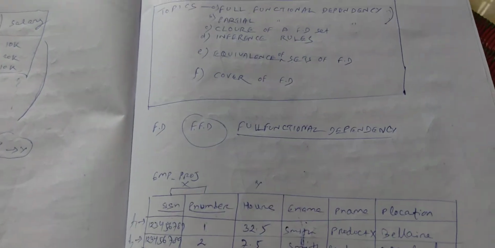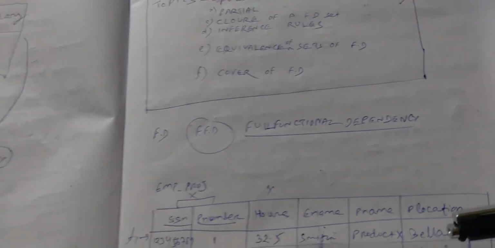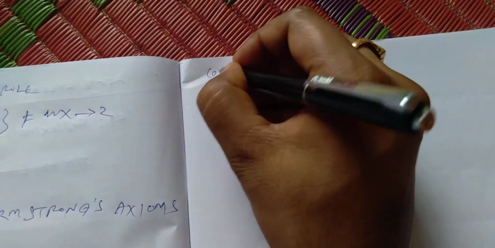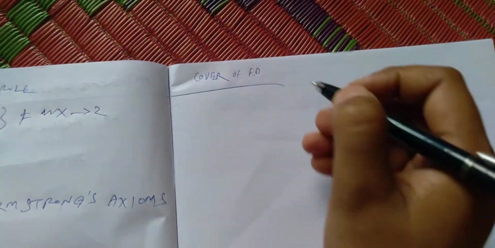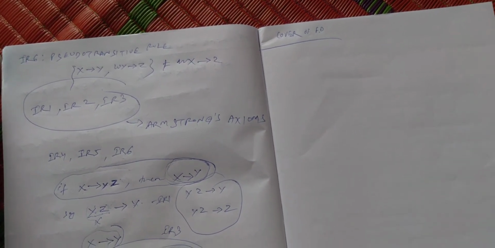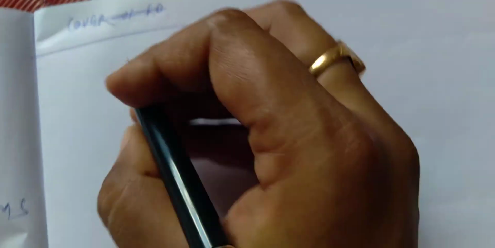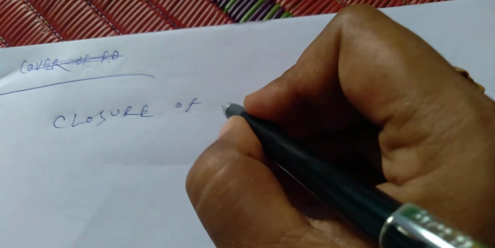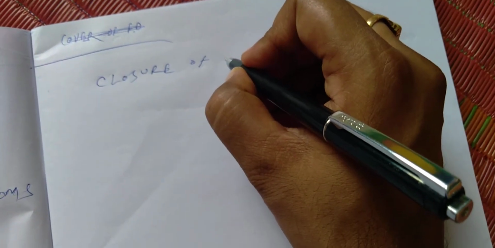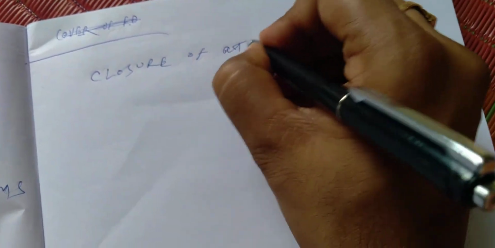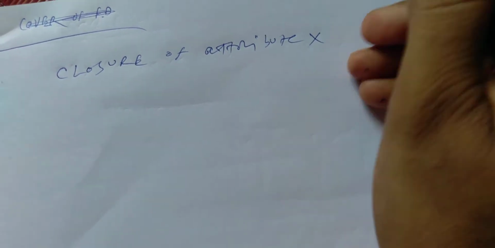Now next thing is cover of FD. Okay, before we go on to cover of FD, there is another concept, closure of attribute X.